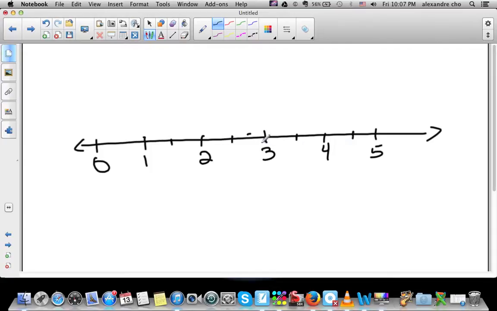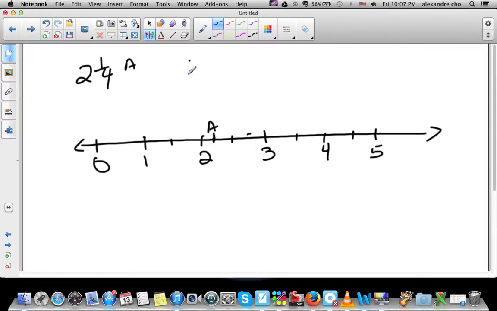So 2 1/4. Here I am at 0. I'm going to go 1, 2, and 1/4 of my next one. So if this is 2.5, 1/4 should be right here. Let's call that A. I'll write A on this side here.